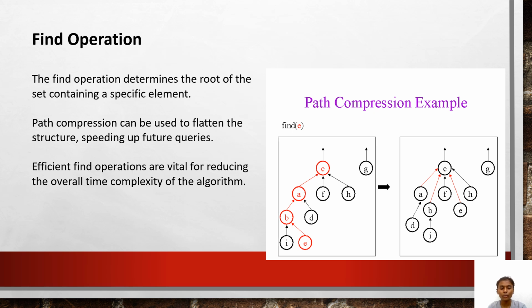Find operation. The find operation returns the set of elements to which a given element belongs, whereas the union operation merges two disjoint sets. You need to divide the provided graph G(V, E) into 3 separate sets while building the minimum spanning tree by using Kruskal algorithm. The find operation determines the root of the set containing a specific element. Path compression can be used to flatten the structure, speeding up further queries. Efficient find operations are vital for reducing the overall time complexity of the algorithm.